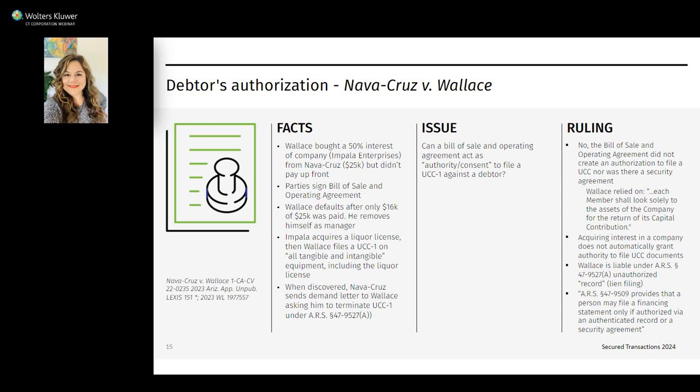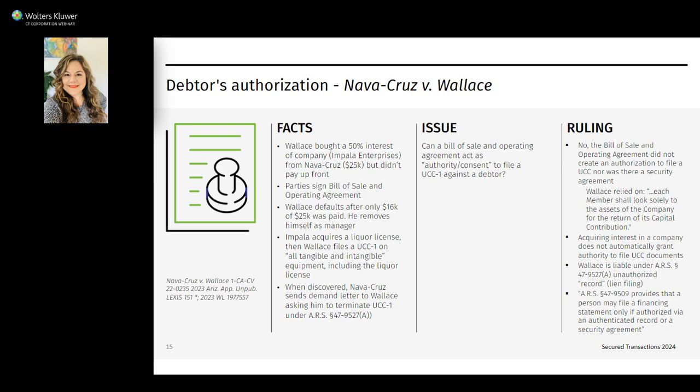The price of the interest was $25,000, but Wallace didn't have enough money to pay the whole amount. So he was paying Nava as they went. He paid $16,000 of the $25,000 and then wasn't happy with the way Nava Cruz was managing this business, so he stopped paying. When they did the transaction at the beginning, the two parties, Nava and Wallace, did sign a bill of sale, and they also signed an operating agreement to run the, I think it was a limited liability company.